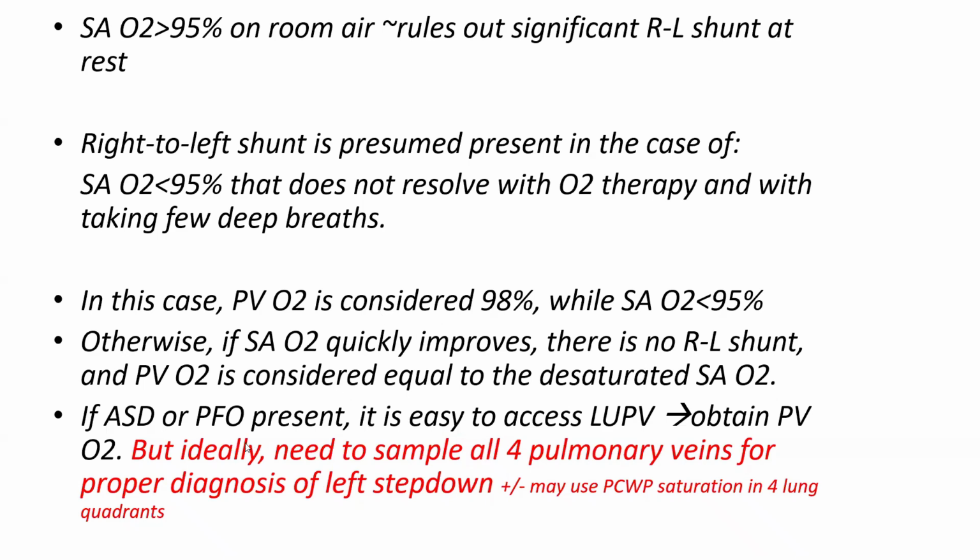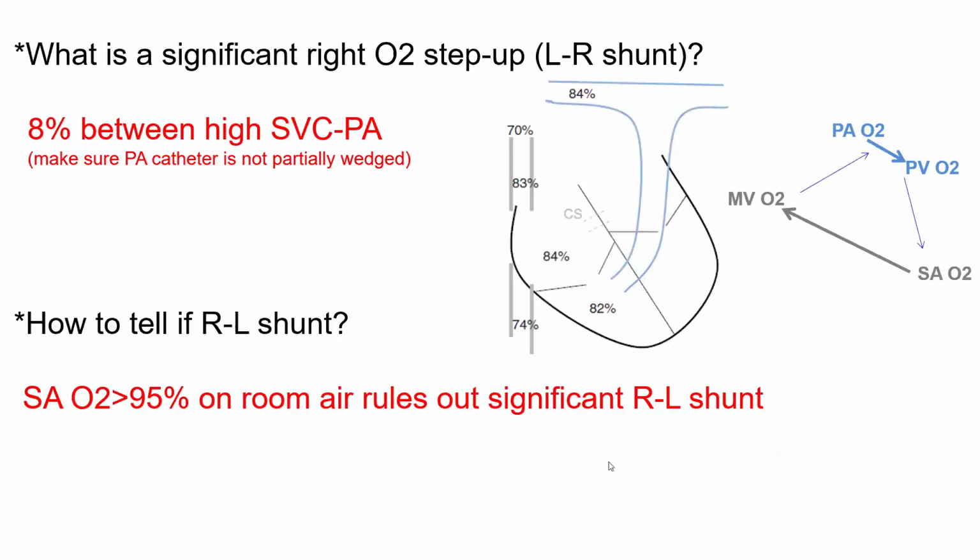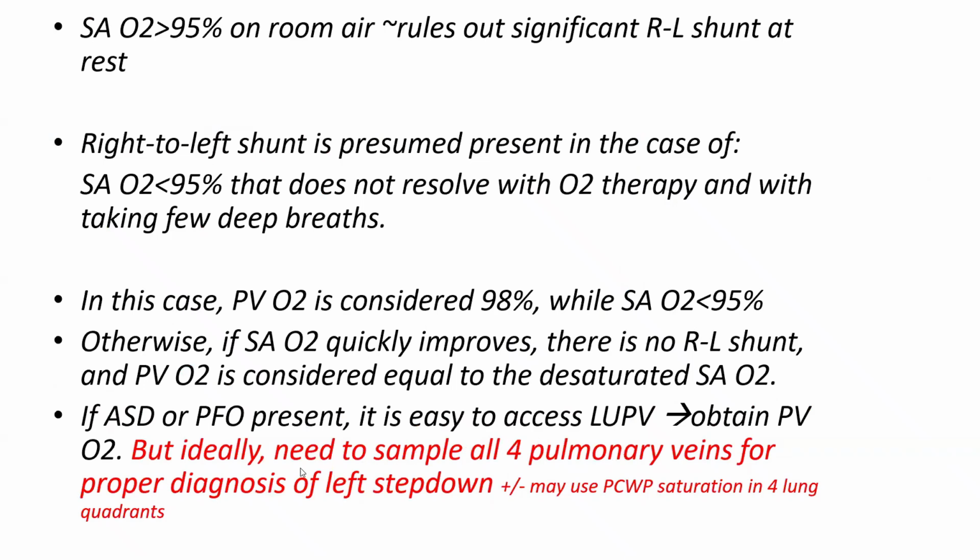Now, how can we prove right to left shunt hypothetically? Hypothetically, if you want to truly prove right to left shunt, you have to catheterize all 4 pulmonary veins, average the oxygen saturation from all those 4 pulmonary veins, and see if there is a 5% step down between the pulmonary veins and the arterial or aortic sat. This is practically very difficult to sample all those veins. In patients who have a defect like an ASD, it's easy to sample the left upper pulmonary vein, but it's hard to sample all 4 pulmonary veins.